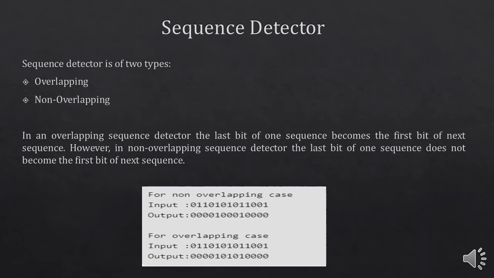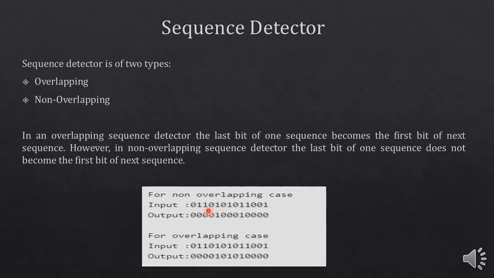There are two types of sequence detector. One is overlapping and the other is non-overlapping. In the overlapping sequence detector, the last bit of one sequence becomes the first bit of the next sequence. However, in the non-overlapping sequence detector, the last bit of one sequence does not become the first bit of the next sequence. Here in this example you can see this is for the 101 sequence detector.